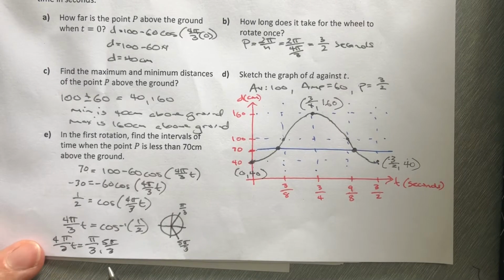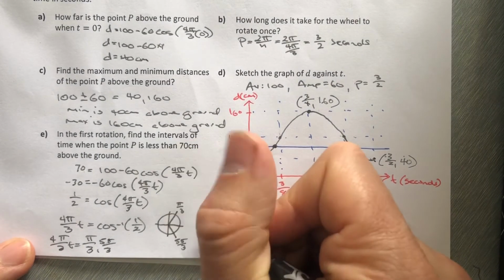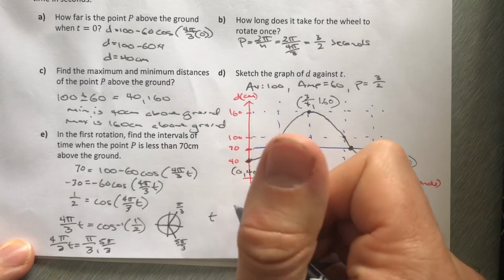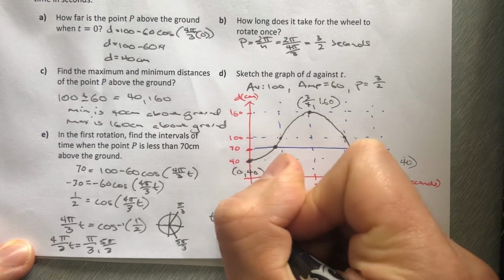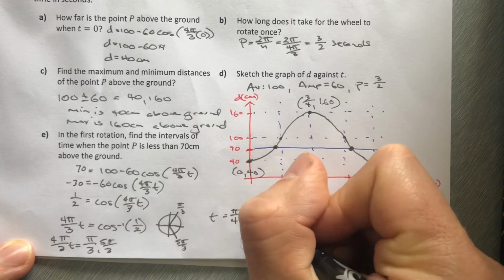Okay, now if we're trying to solve for t, I'm going to move it over here because I don't have much room. So we're going to divide both of these things by 4 pi on 3. Yep. And that should give us pi/4 and 5 pi/4.